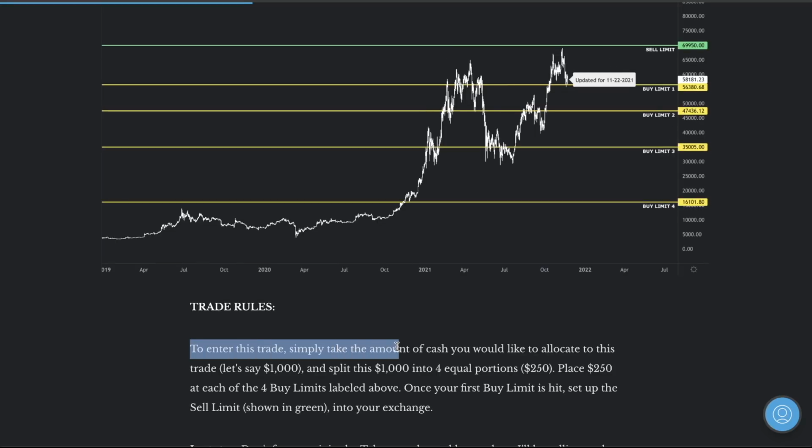To enter all of our trades, simply take the amount of cash you would like to trade. Let's say it's $1,000, and you're going to split this $1,000 into 4 equal portions, so $250 each. So you're simply going to put $250 at this level, $250 at this level, $250 here, and $250 here, okay? Once you do that, you're going to wait for your first buy limit to get hit, and then wait for your sell limit to get hit up here at the top. That's all you guys are doing. This is such a simple strategy.